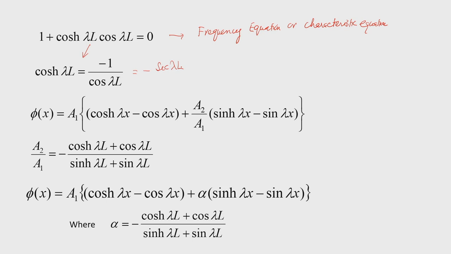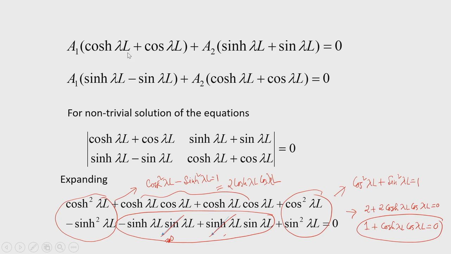Okay. Now the mode shape function, whatever we have got, we now write in this form: phi x equal to a1, taking common, cos hyperbolic lambda x minus cos lambda x plus a2 by a1 times sin hyperbolic lambda x minus sin lambda x, bracket closed. How a2 by a1 becomes this, you can see in the earlier slide. Here a1 into this plus a2 into this equal to 0. So we can easily write from this equation the a2 by a1 ratio. So a2 by a1 can be written as minus cos hyperbolic lambda L plus cos lambda L divided by sin hyperbolic lambda L plus sin lambda L.